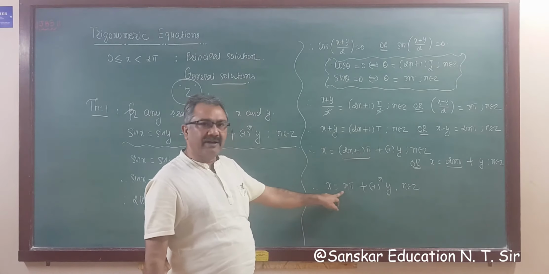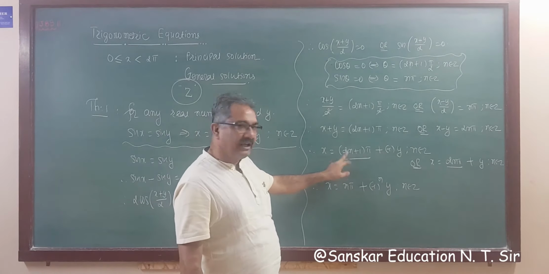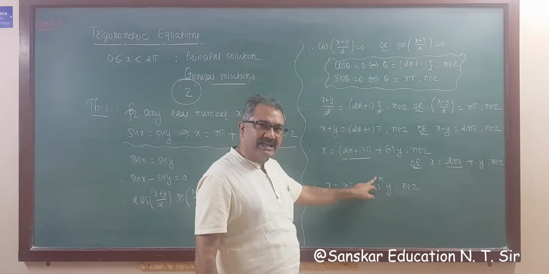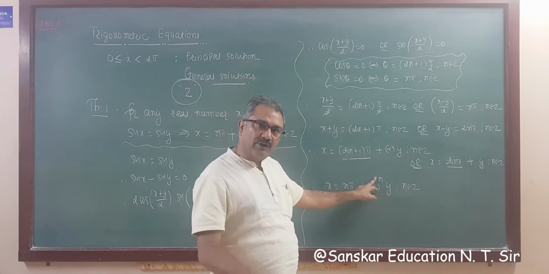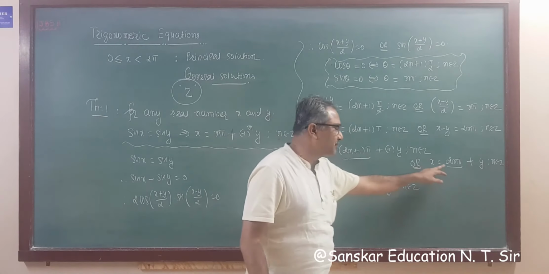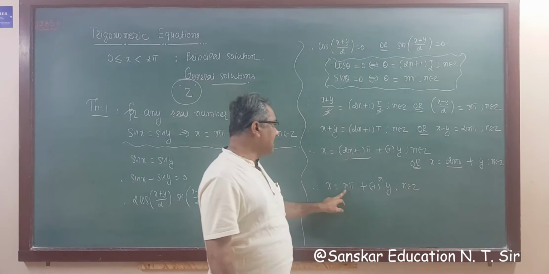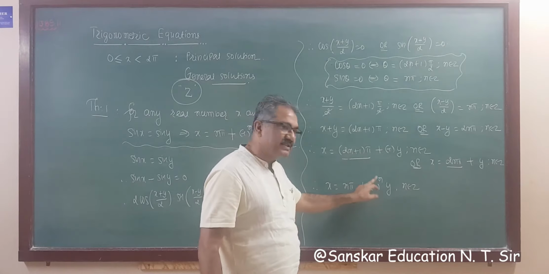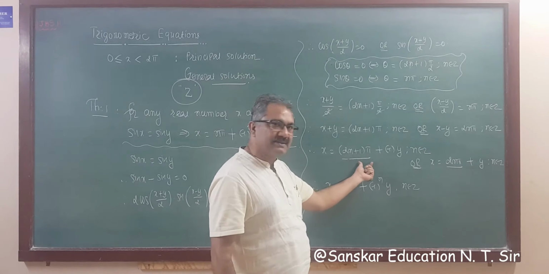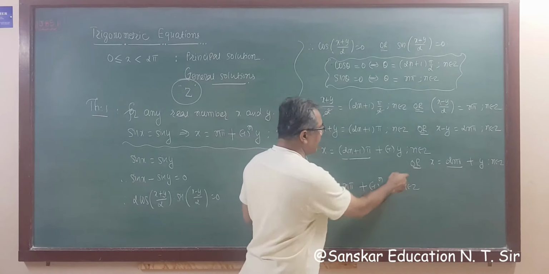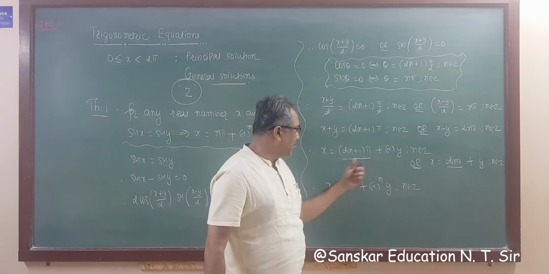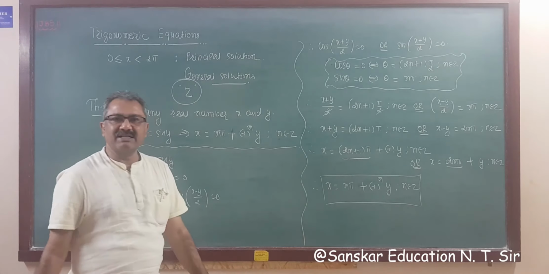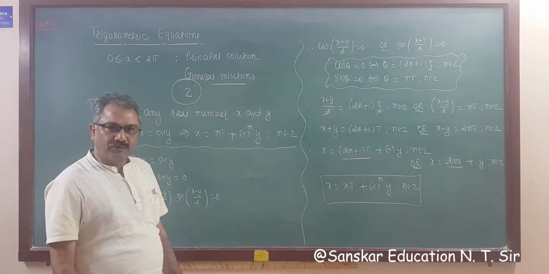So if n is an even number, then we will get twice n, and minus 1 to the power of an even number is always positive. So this is minus 1 to n, so we will get this answer. And if n is an odd number, then we have to take twice n plus 1, and minus 1 to the power of an odd number is always minus. So we will get this answer. So instead of writing two answers, we will combine these two and have one answer, that is x is equal to n pi plus minus 1 to n into y, right?